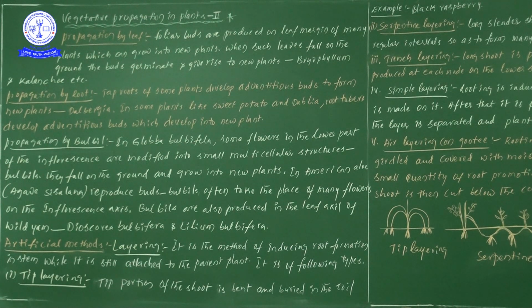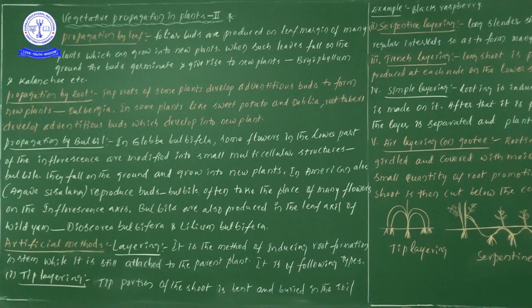So what is the point here? We can understand some kind of foliar buds are present at the leaf margins. These leaf margins consist of foliar buds, and these definitely give rise to new plants. Suppose the entire leaf falls down on the ground, at that time the buds present on the leaf margins of that particular leaf definitely germinate and give rise to new plants.